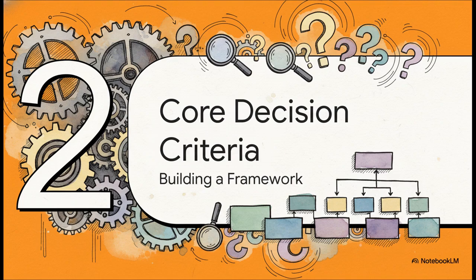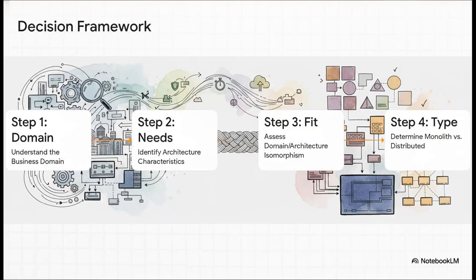Okay, so on to our core decision criteria. If the right answer always depends on context, then we need to know what parts of that context to analyze, right? Let's build that decision-making toolkit. It really boils down to 4 key steps every architect should take. First, you've got to understand the business problem inside and out. Then, from that, you identify the system's required operational qualities. After that, you check how well an architecture's shape fits your problem's shape. And then finally, you make that fundamental choice: monolith or distributed. Let's dig into each of these.